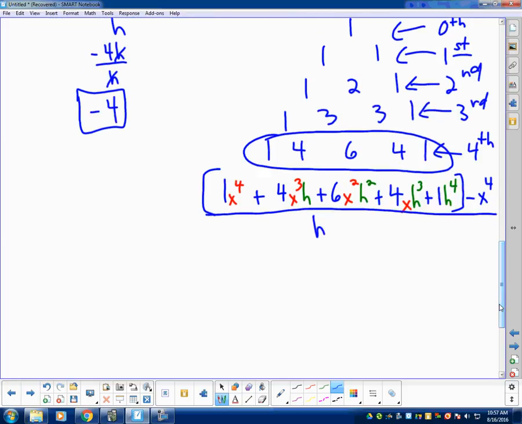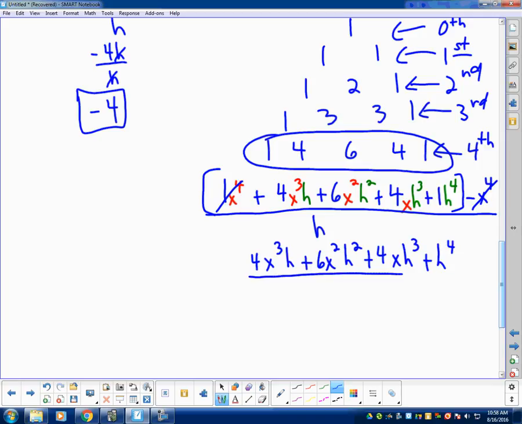So what you should notice, if you've done this correctly, is that the terms without the h's on the top should cancel. They do in this case, at least for the ones I'm going to give you, they will. And I have 4x cubed h plus 6x squared h squared plus 4xh cubed plus h to the 4th, all over h.